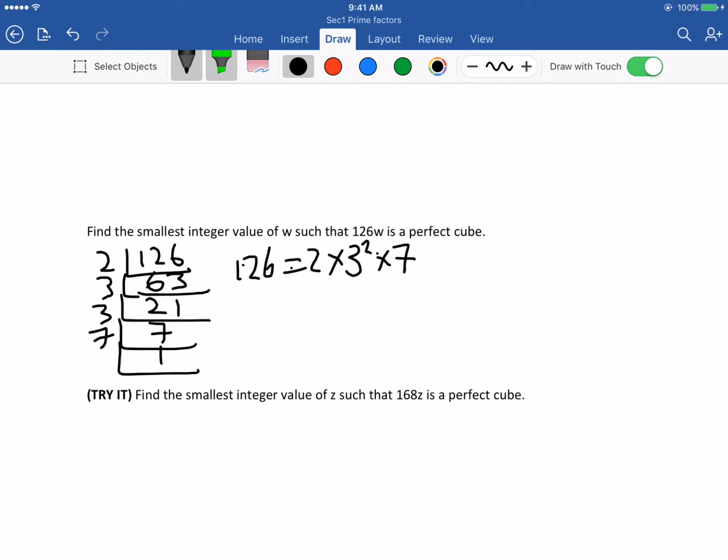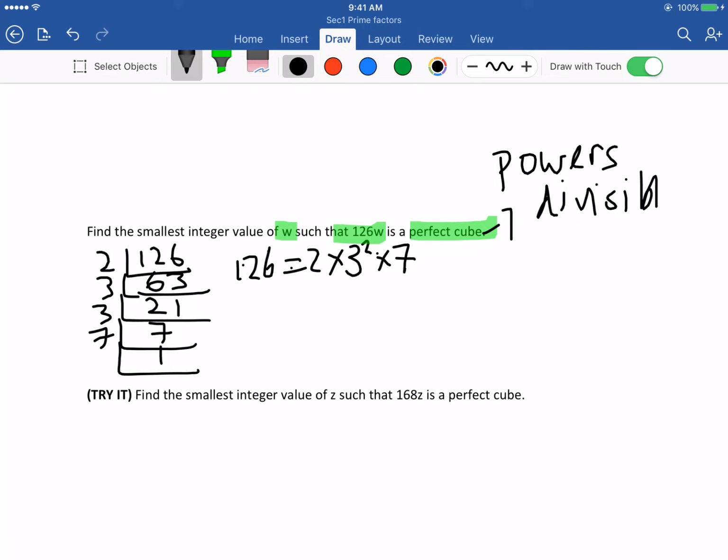Okay, so the question wants to find the value of w such that 126w is a perfect cube. So just like we said, perfect square is make sure all the powers are divisible by 2. What's perfect cube? You have to make all the powers divisible by 3. That's what you need to do. All the powers divisible by 3. Okay? So let's look at the power. This is actually power 1, and then this is also power 1.